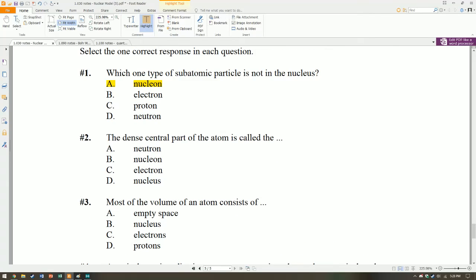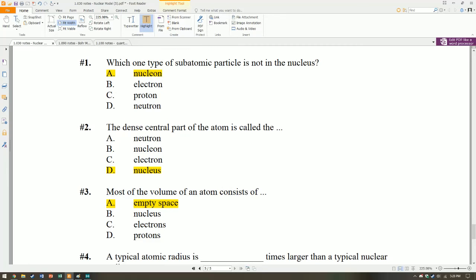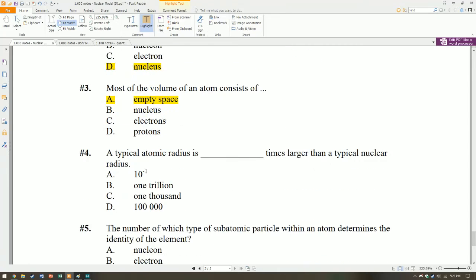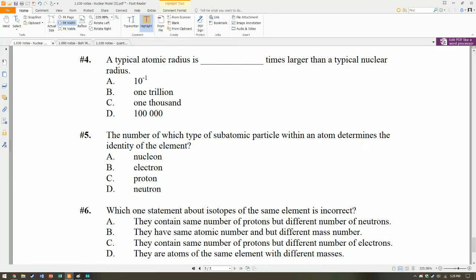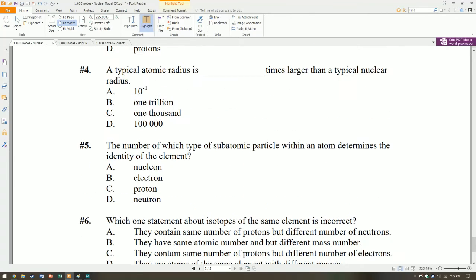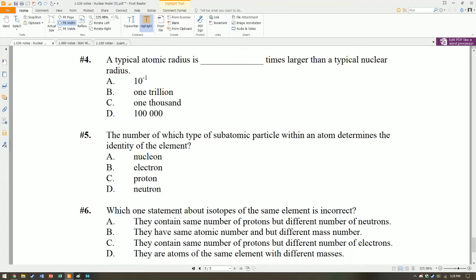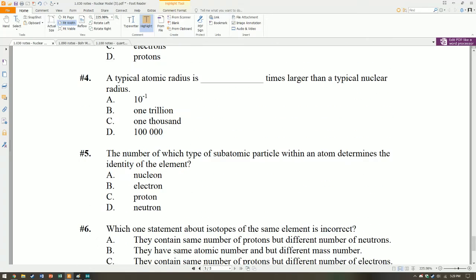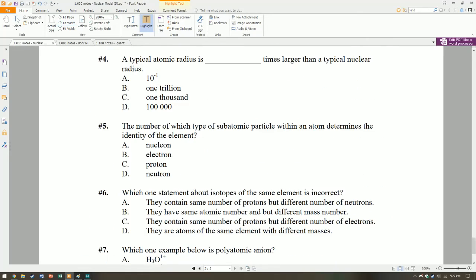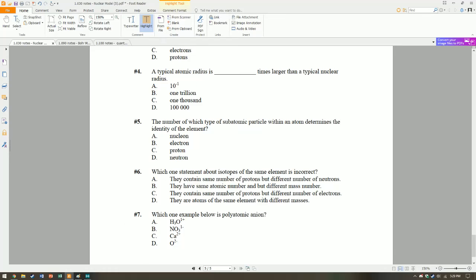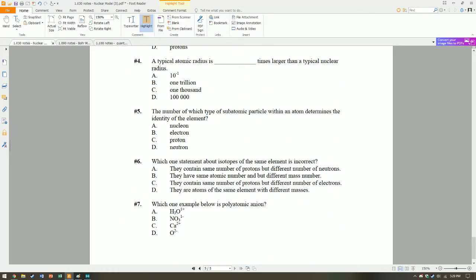For part 2, the dense center part is called the nucleus. Most of the volume consists of empty space. I forgot to mention that. It's mostly empty space with the electrons flying around, and then a typical atomic radius. Let's try these three now. These are multiple choice questions, I think. Yeah, they're all multiple choice. So let me zoom out a bit. So try these for now, and pause the video now.